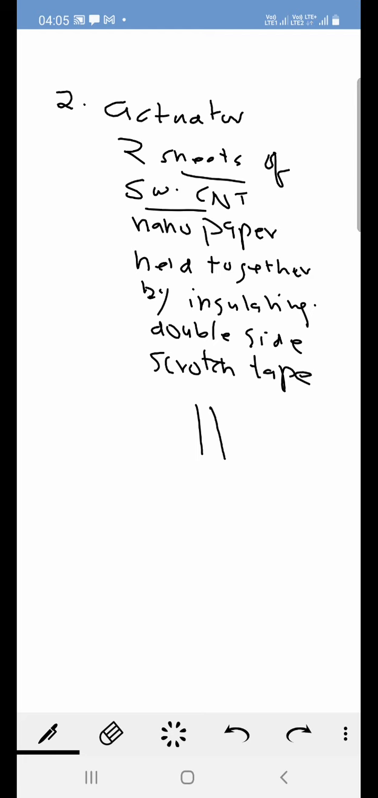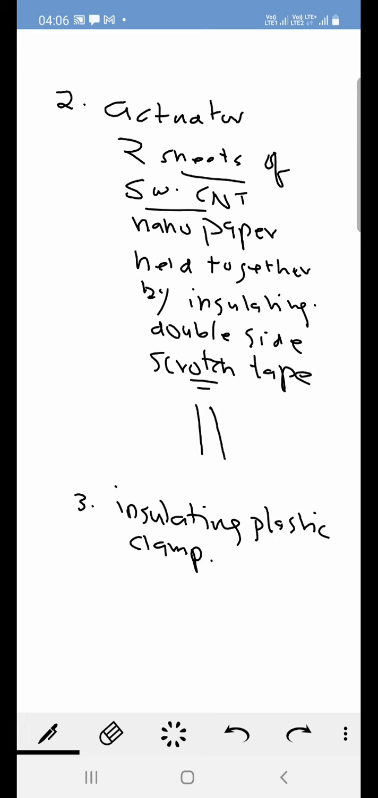And besides this insulating Scotch tape, there is also an insulating plastic clamp at the upper end, which supports the paper and holds the electrical contact in place.